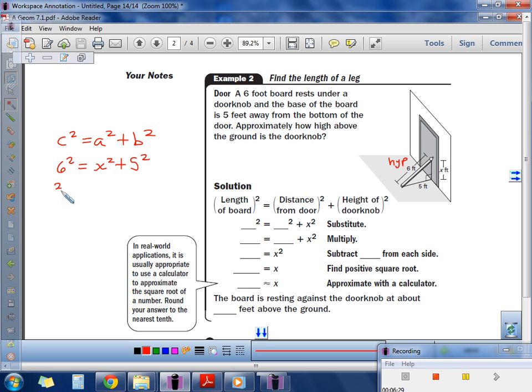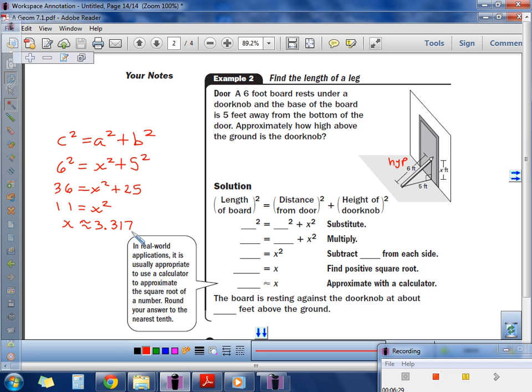6 squared is 36. 5 squared is 25. Now it's just algebra. We're trying to get x alone. What do we need to move? Subtract the 25. So we get 11. And how do we get x alone? Square root each side. So it ends up being x is approximately 3 point something. What is that? 3 point what? 3.317. I like how she gave me 3 decimal places. Is it rounded properly? Great.